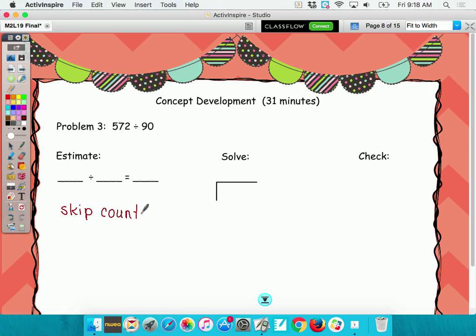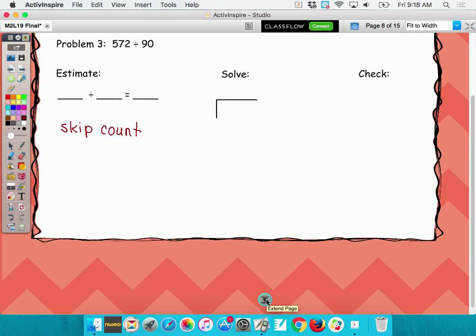Go ahead and write it. Oh, that's crooked. Okay, and when I estimate, I round the divisor to the nearest 10. What's the divisor? 90. And it's already rounded for us, isn't it? Okay. So what number could I make 57 that 9 will divide evenly into?